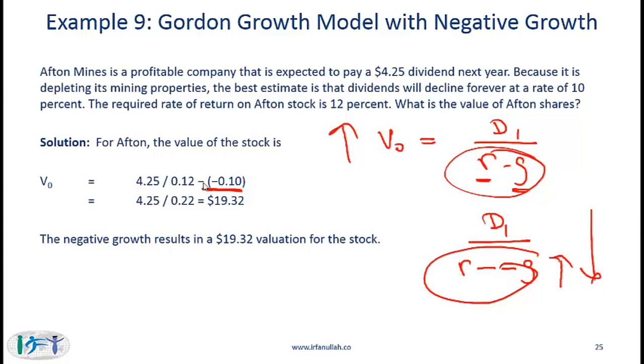So that is demonstrated here. If you have a growth rate of negative 10%, then you plug in minus 0.1, and the denominator overall becomes 0.22, which is a relatively high number, and your value is 19.32. So bottom line is that you can use a negative growth rate in the Gordon growth model. But I'll emphasize the required rate of return still has to be greater than G. And is that the case with a negative growth? Yes, obviously, with a negative growth, by definition, this will hold true.